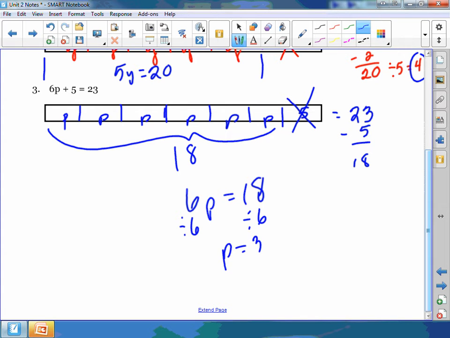And you can check it if you want to plug them in there. You just do 6 times 3 is 18. 18 plus 5 is 23. If that works out, then that's good.